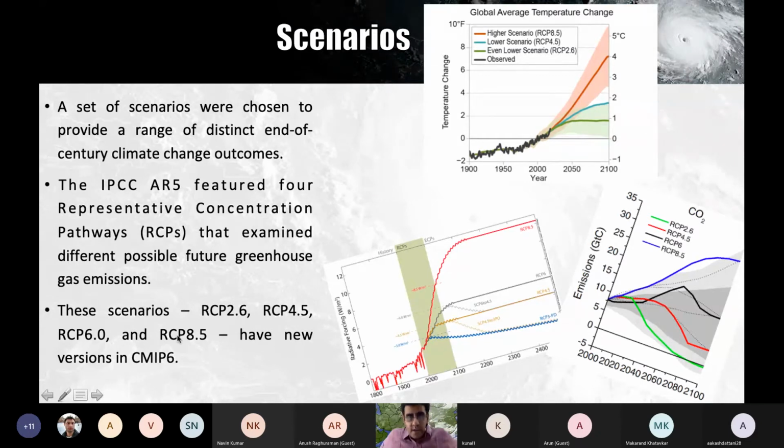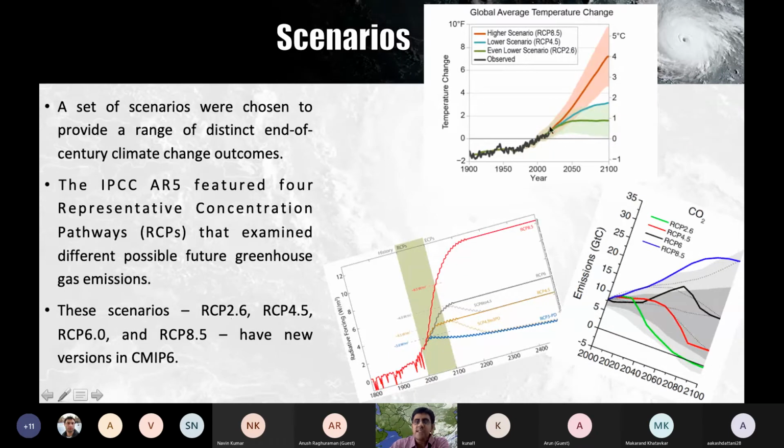So what the scenario does is, it sees the data of temperature, whatever observations we have. It takes the temperature change over the atmosphere or ocean, the global average temperature change. And then it extrapolates what is going to happen in the next 100 years. So these are the scenarios.